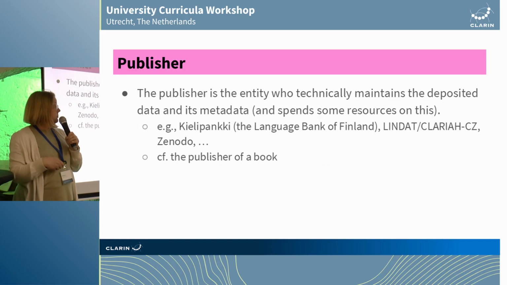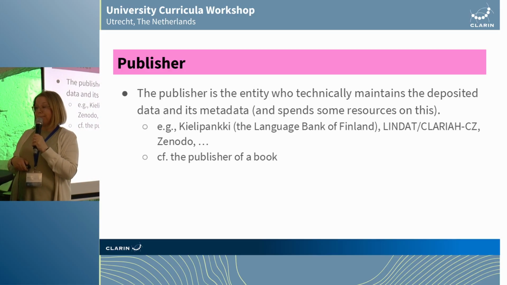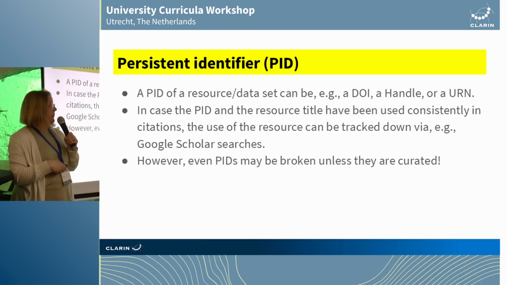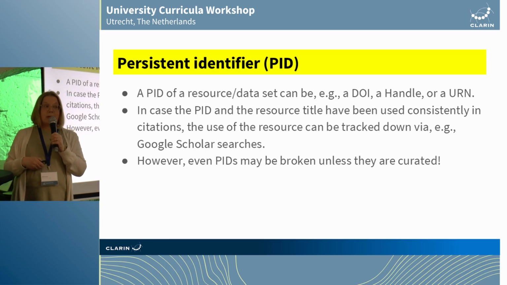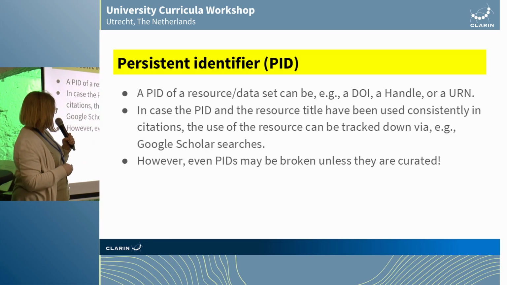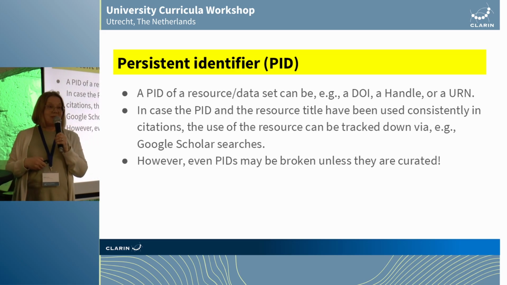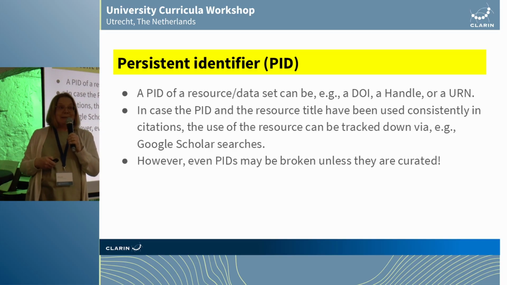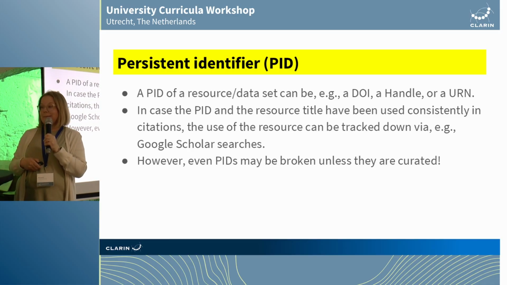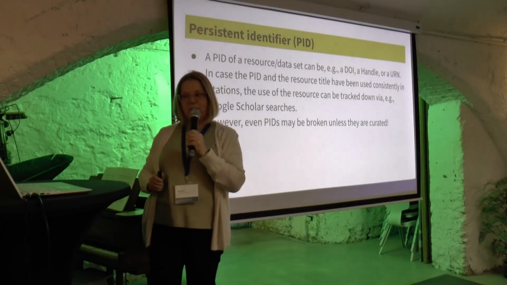So the publisher is maybe a repository or entity who is technically doing the publication. And the persistent identifier, this is maybe something that you want to tell your students about. It's supposed to be persistent, but sometimes even persistent identifiers are not persistent if nobody is curating them. So I'm afraid the world is already filled with broken PIDs, but CLARIN is not behind those. CLARIN always takes care of the PIDs.